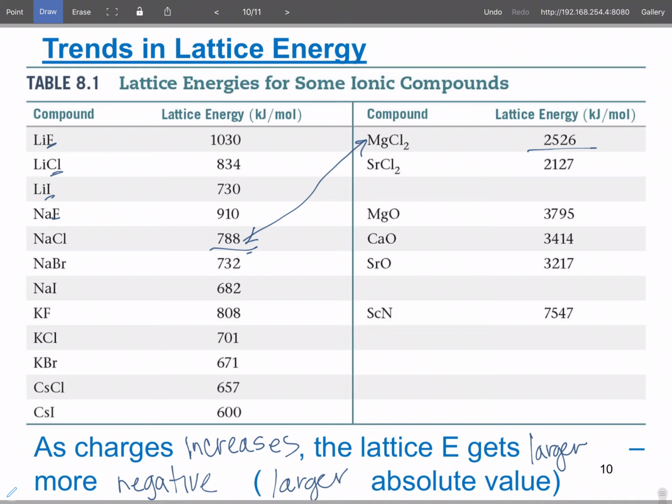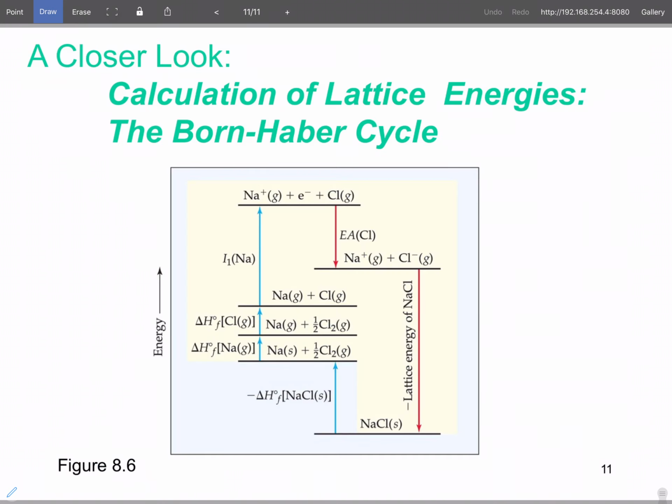Okay, so these are all charges. Remember, scandium is 3 plus, nitride is 3 minus. So this is 2 plus and 2 minus. These are 2 plus and 1 minus. So notice as you go, basically 2 times 1 versus 2 times 2 versus 3 times 3, the lattice energy gets much larger. So this is kind of interesting in terms of the trends and looking at how the trends are observed. Okay, now closer look, calculation of lattice energies, the Born-Haber cycle.